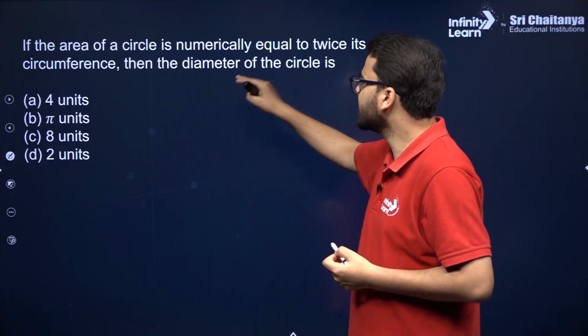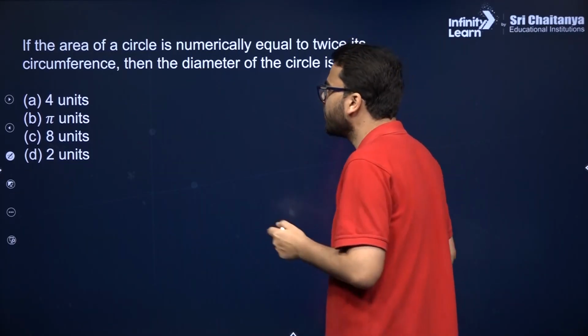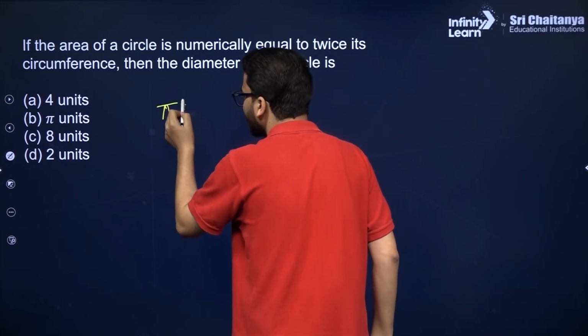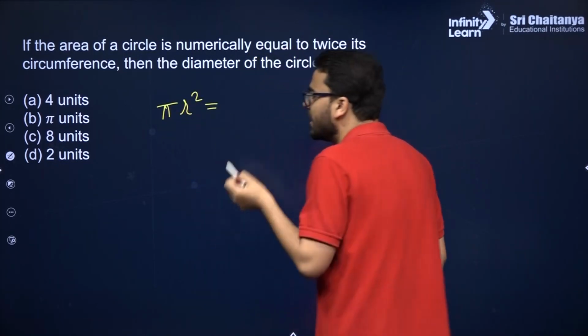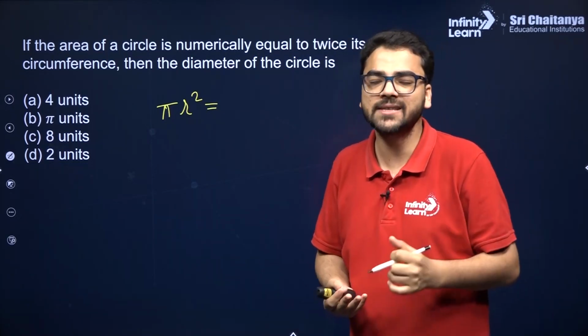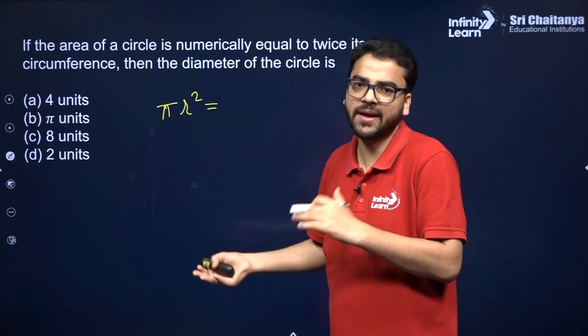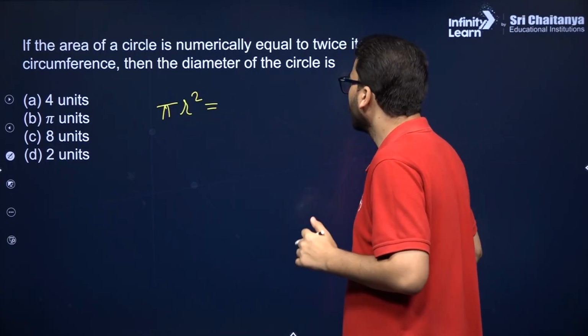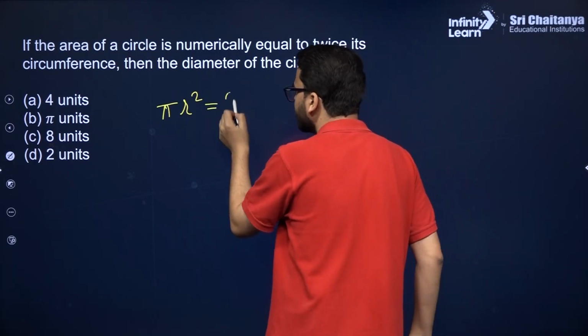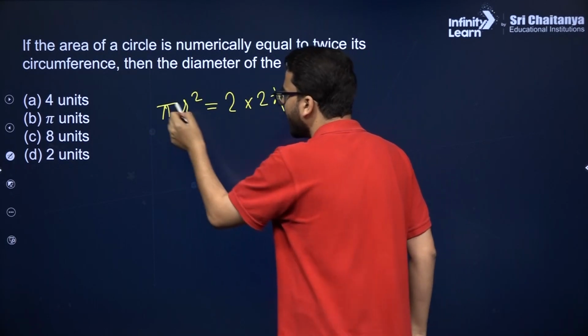If the area of a circle is numerically equal to twice of its circumference, so just put the formula, area of the circle is pi r square is equal to, see, although area and circumference can never be equal, those two quantities are not comparable at all. They are different things, but numerically they can be compared. So area is equal to 2 times of its circumference. 2 times of circumference is 2 pi r. So you can cancel pi over here.